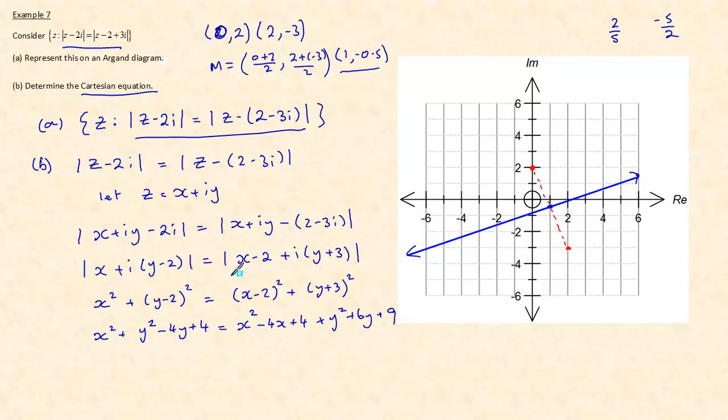So the x squareds will cancel out, the y squareds will cancel out, and the 4's here will cancel out. So negative 4y is negative 4x plus 6y plus 9. And so if we bring everything over to the right, that gives me 10y minus 4x plus 9 is equal to 0.